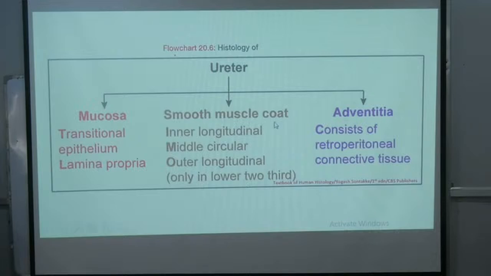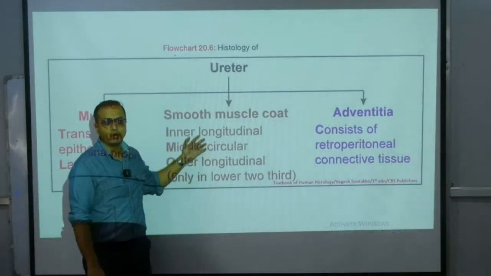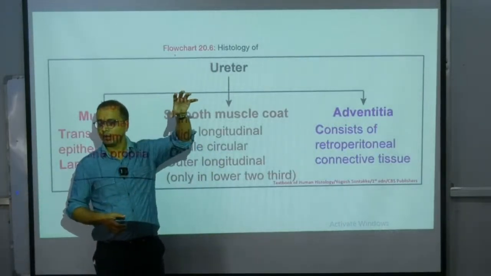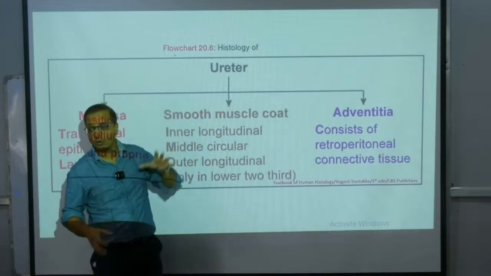Then we have the muscle layer, which is smooth muscle of course, but it has three different fractions. We call them inner longitudinal and outer longitudinal. In between we have a middle circular layer, which exists in the ureter. Now this muscle layer is predominantly present in the middle portions of the ureter, not in the upper end or the lower end of the ureter or the urinary bladder.